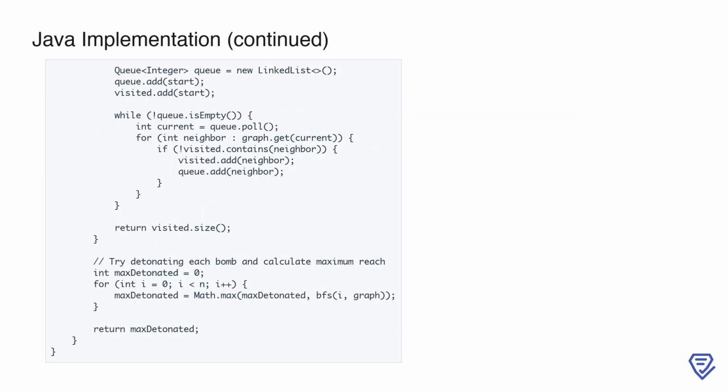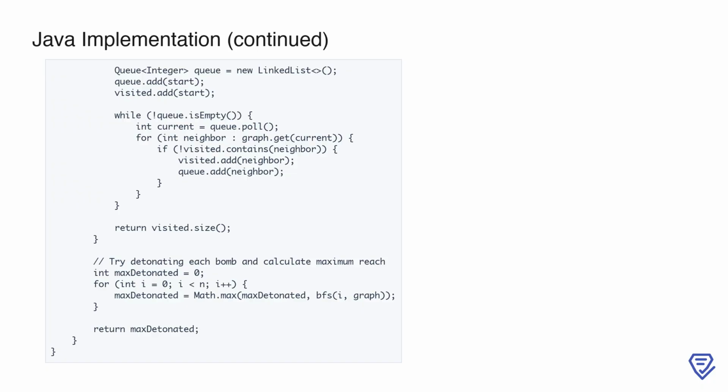The BFS helper method begins by initializing a queue and a set to track visited nodes. Starting with the given bomb, we add it to both the queue and the visited set. Using a while loop, we process each bomb in the queue by polling it and visiting all its neighbors from the graph that haven't been visited yet. For each unvisited neighbor, we mark it as visited and add it to the queue, ensuring we explore all reachable bombs. Once the queue is empty, the size of the visited set represents the total number of bombs that can be detonated starting from the initial bomb.